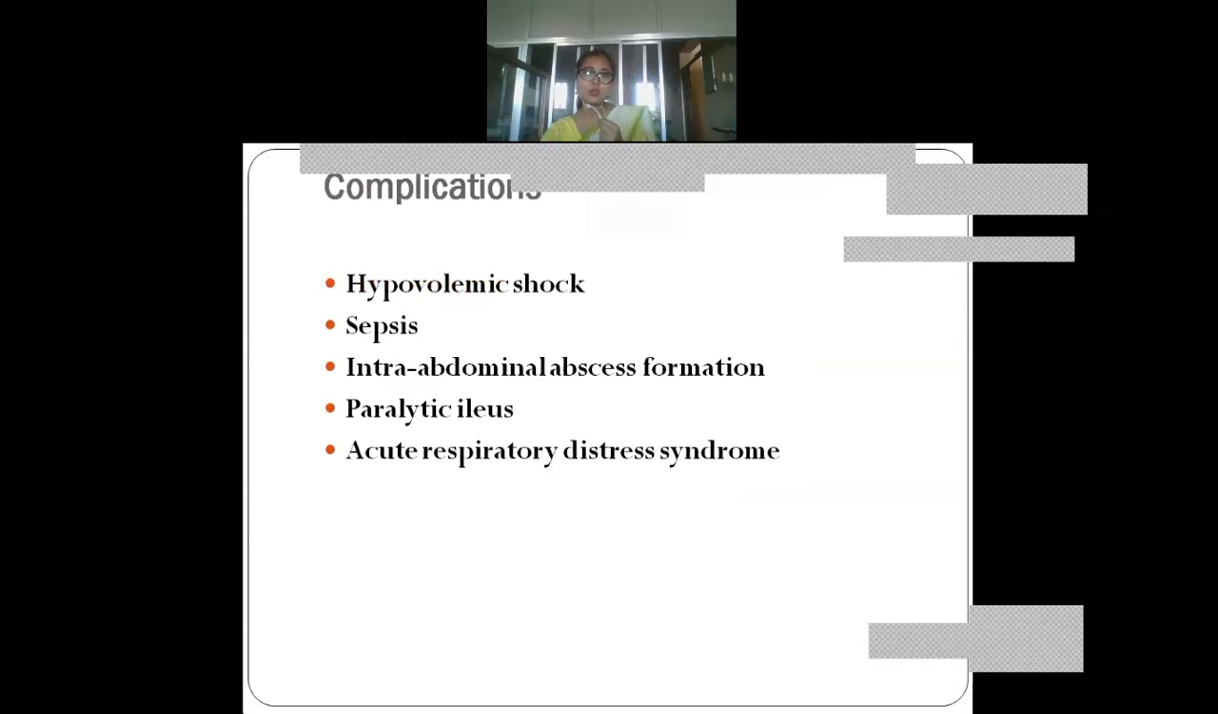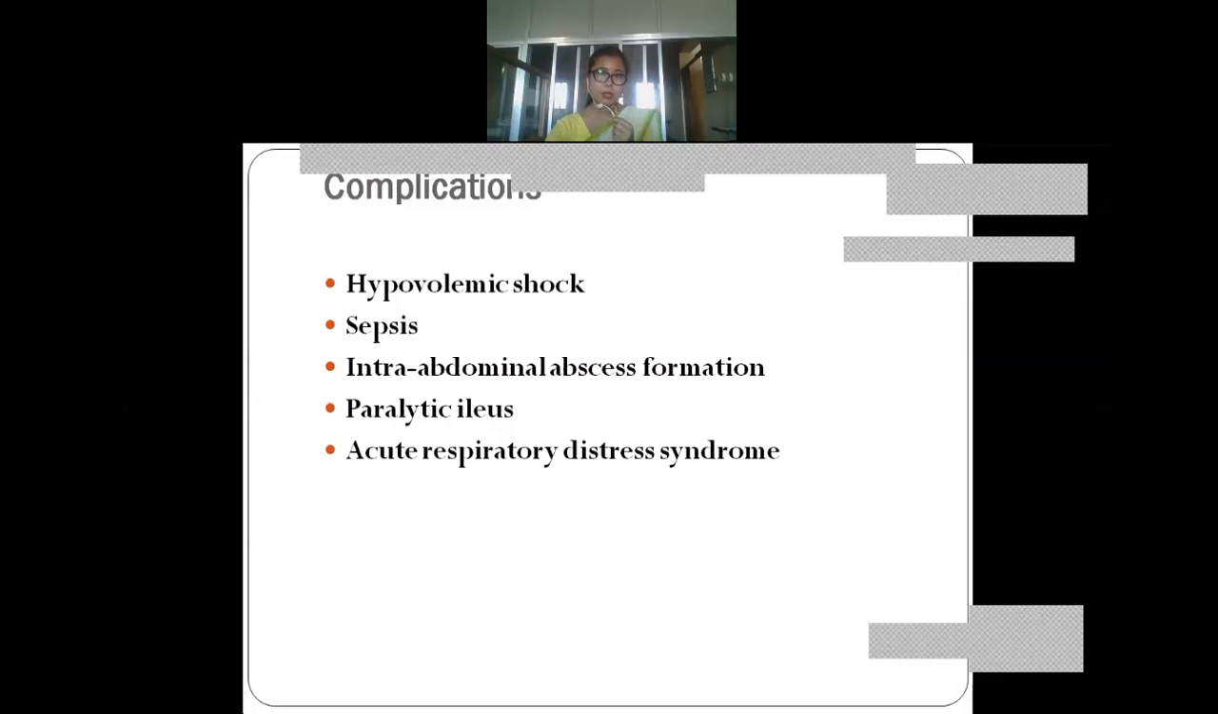And complications of peritonitis include hypovolemic shock. Hypovolemic shock occurs when there is less intravascular volume. And the reason there is less intravascular volume is because there is shifting of all the fluid from the vascular space into the peritoneal cavity.